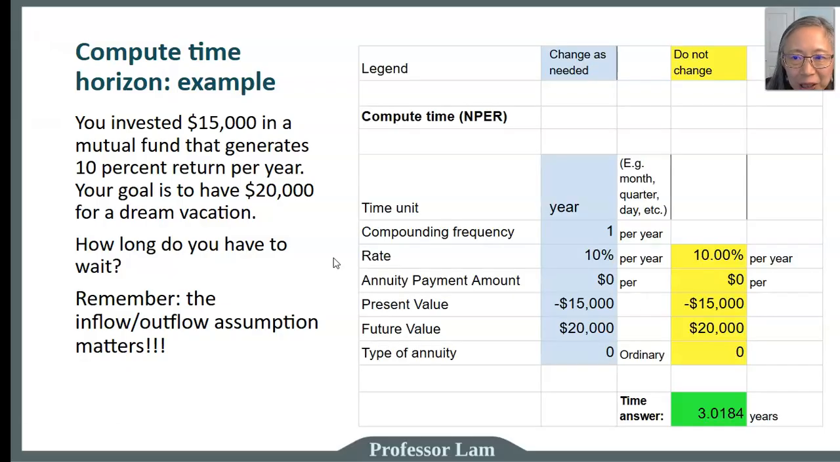Welcome back. Is this what you entered? Minus $15,000 as present value, $20,000 as future value, 10% compounding is done once per year, and you have to wait 3 years for you to have your vacation.